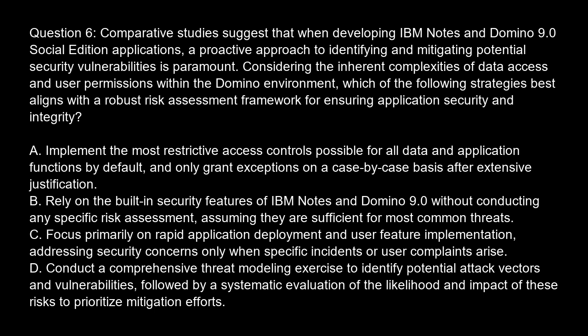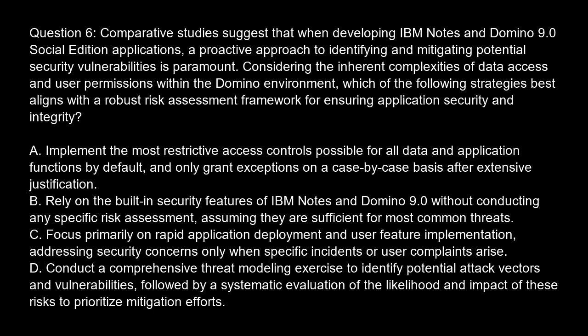Option A. Implement the most restrictive access controls possible for all data and application functions by default, and only grant exceptions on a case-by-case basis after extensive justification. Option B. Rely on the built-in security features of IBM Notes and Domino 9.0 without conducting any specific risk assessment, assuming they are sufficient for most common threats. Option C. Focus primarily on rapid application deployment and user feature implementation, addressing security concerns only when specific incidents or user complaints arise.